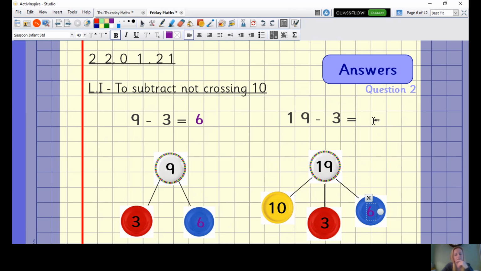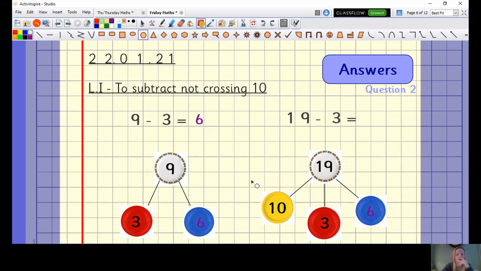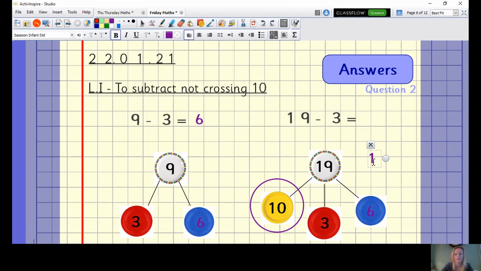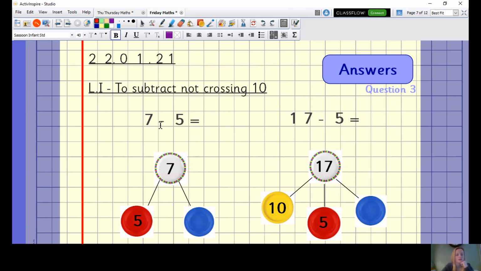I wouldn't just write 6 because I need to what? That's right, I need to add the 10. So 10 add 6 is 16. Well done. Okay, so you would have 16. So well done if you managed to get that. Give me a thumbs up if you got it. Okay, right, let's do the next one.